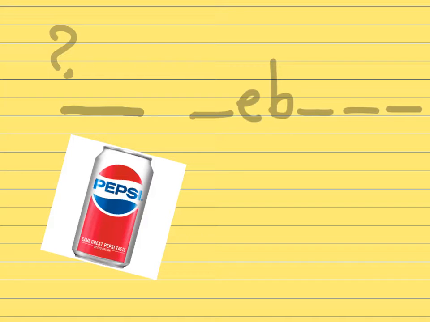What would this be? It's a beverage. We saw that beverage is bebida. So hopefully you wrote down la bebida. What would you write for the beverage? We said beverage was bebida. So hopefully you wrote down la bebida, which ends with an A.